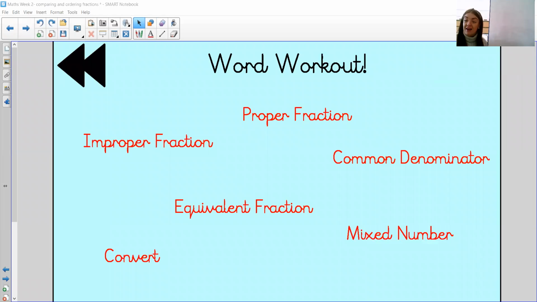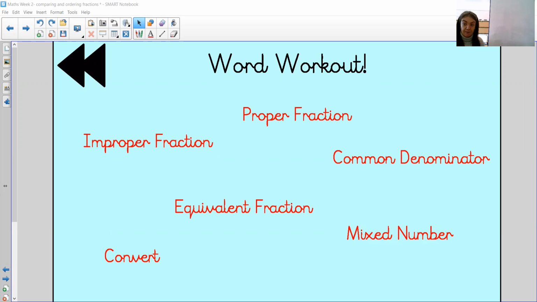So we're just going to start off with a little bit of a word workout. Now, I know we normally do this in English, but understanding what words actually mean is just as important in maths, because there's lots of different things that we've used over these last few weeks with our fraction knowledge. So I just want you to have a think and see if you can recall and remember what these actually mean.